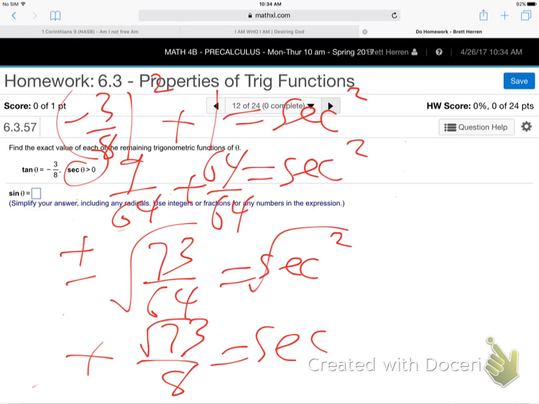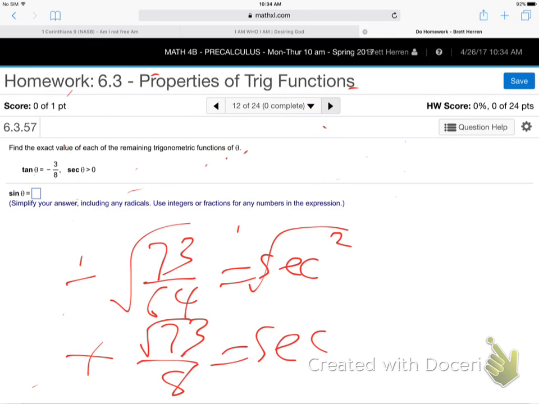So we've got secant. If we flip that, we've got cosine, don't we? So I'm going to do that next. Are we good so far, though? So we've got secant. Everybody okay with how I got secant? Tangent squared plus 1 is secant squared. Okay. Now, we come up here again.